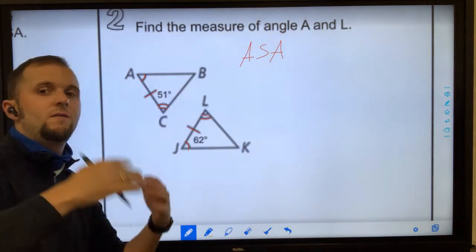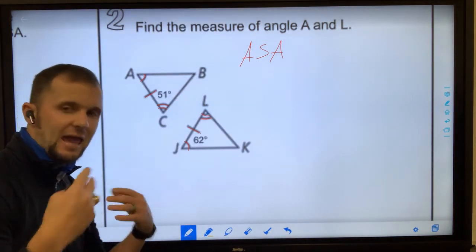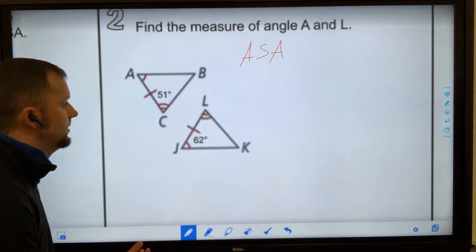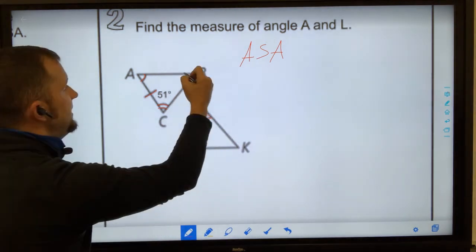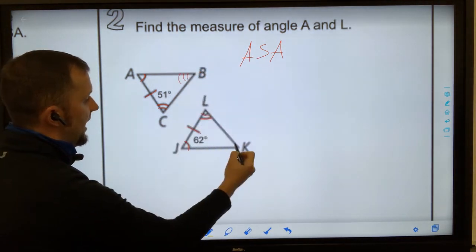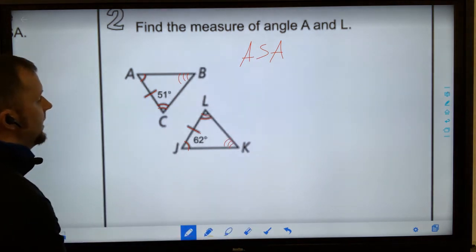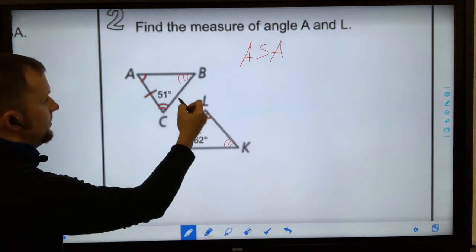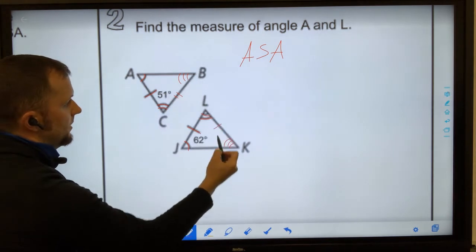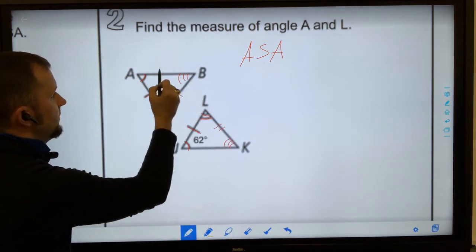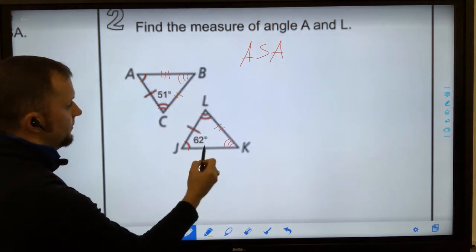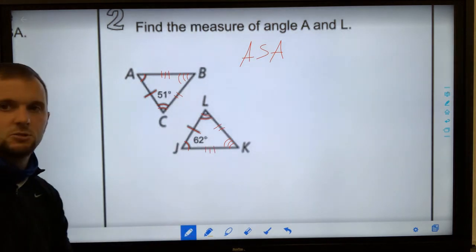So all the sides are going to be congruent and all the angles are also going to be congruent. So right now that means angle B and angle K would also be congruent, okay? So the side with 2 and 3 would be congruent, the side with 2 and 3 would be congruent, the side with 1 and 3 would be congruent, the side with 1 and 3 would be congruent. So all those sides would be congruent.